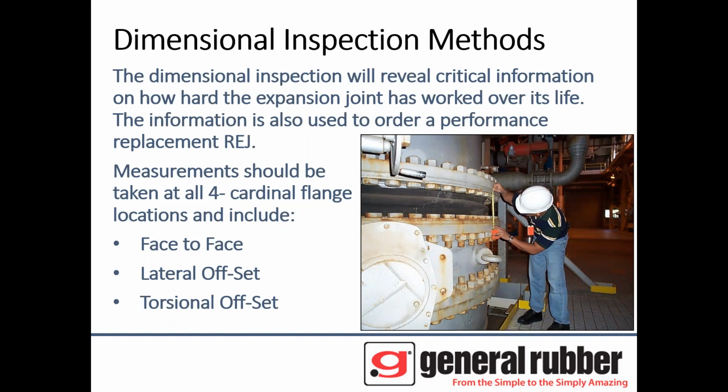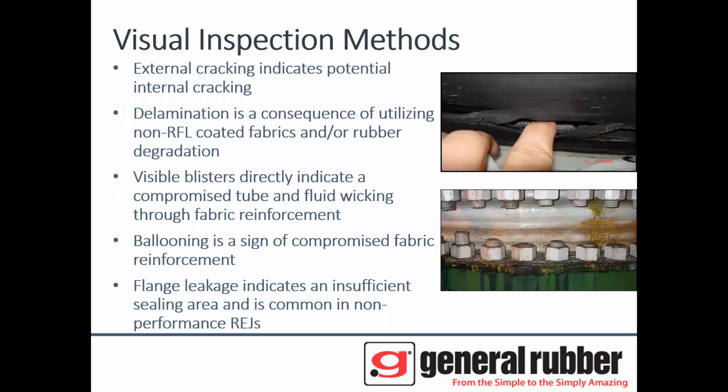If it has an offset that's measured, it explains why it's maybe under some additional stresses. You use that offset measurement to order a performance expansion joint. And when you do measurements, you should do it in the 4 cardinal flange locations and measure face-to-face, lateral, and torsional offsets. For visual inspections, external cracking indicates potential internal cracking.